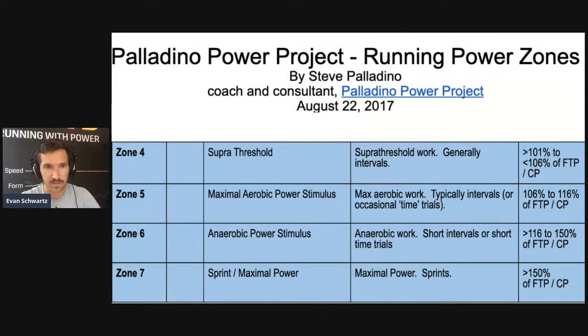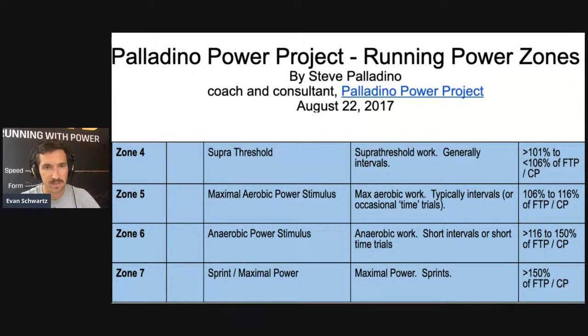After that, there's zone 4, 5, 6, and 7. Zone 4 is supra threshold, which is generally shorter intervals above critical power, 101% to 106%. So this is getting pretty specific now. Like I mentioned, 101 to 106, so it's harder than your critical power. Generally, it's broken up into intervals. It's going to be more intense than that sustained threshold, that extensive and intensive threshold.